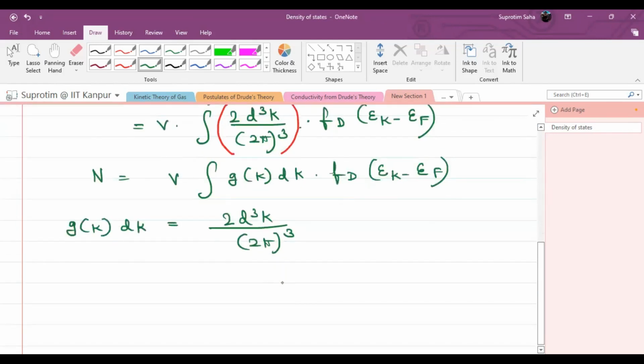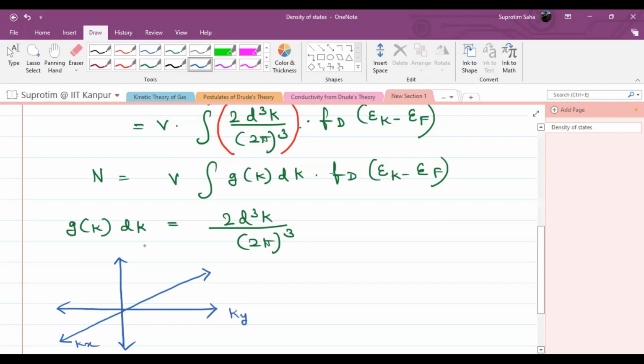Now, if you recall our last lecture where we talked about the Fermi sphere, this was our k space. This was ky, this was kx, and this was kz. And the momentum states were distributed like this, all around. I'm drawing just a few to explain it.